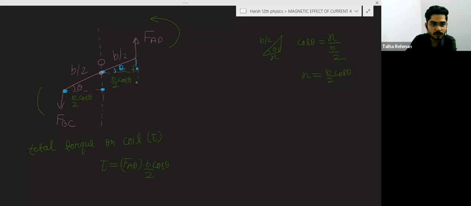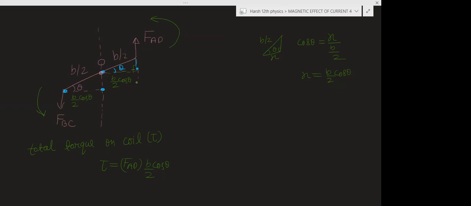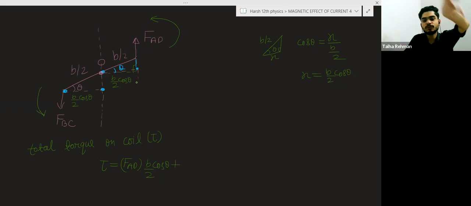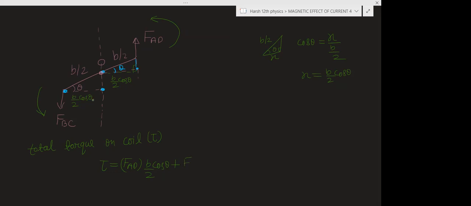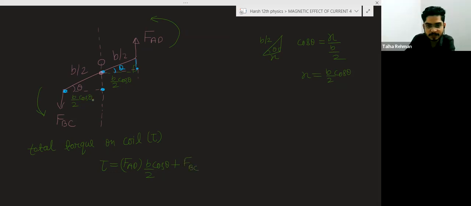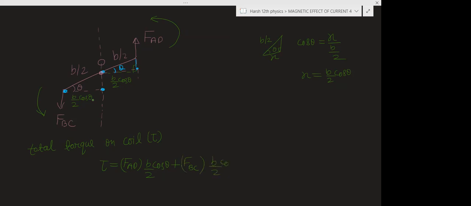And this torque will also try to rotate the coil in the anti-clockwise direction. So both the torques will be added up, because both the torques are trying to rotate the coil in the same direction. So this will be FBC. So torque due to this force, FBC, into b by 2 cos theta.